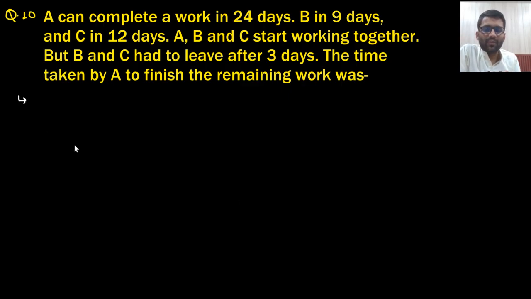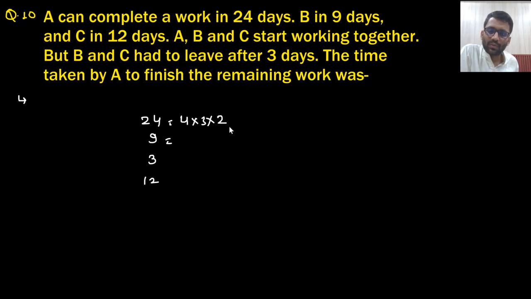A can complete a work in 24 days, B in 9 days, C in 12 days. So we have 24, 9 and 12. Factorizing, 4 into 3 into 3, this will be the LCM, 72.